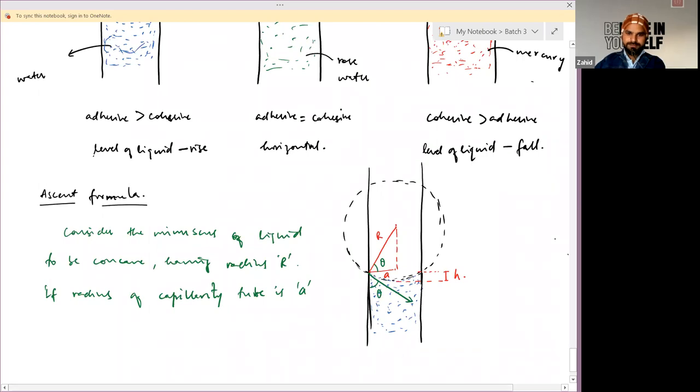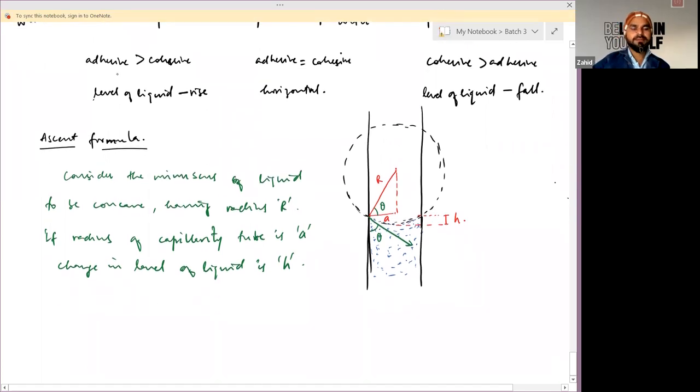A and change in level of liquid is H. So we have to calculate H with respect to these terms.